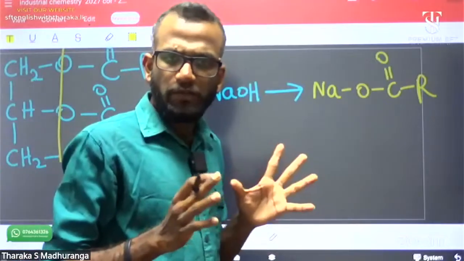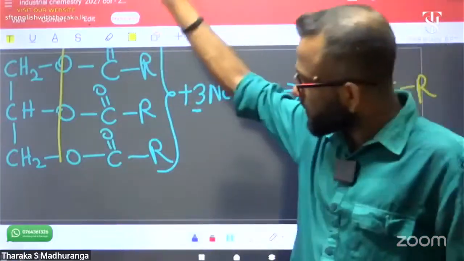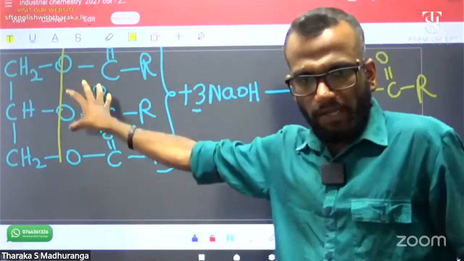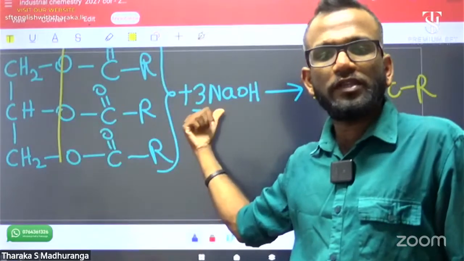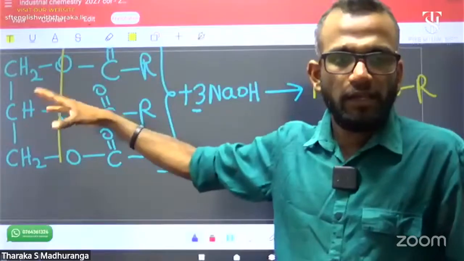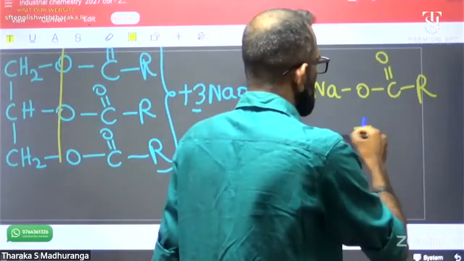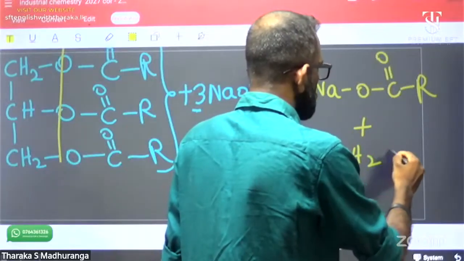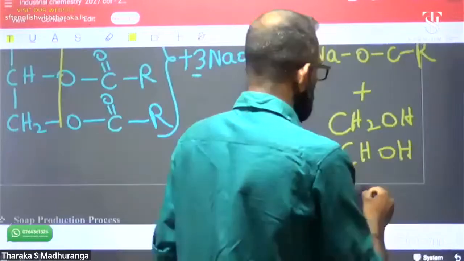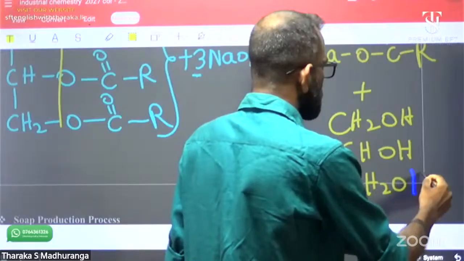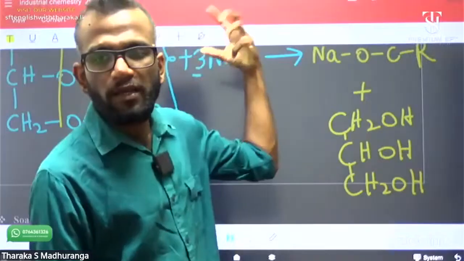I got how to produce soap. Break down this triglyceride. 3 fatty acids combine with sodium. Then what happened to OH? 3 OH go to this side with CH2OH. Then it produces CH2OH, CHOH, CH2OH, that we call glycerol. The remaining part forms glycerol.